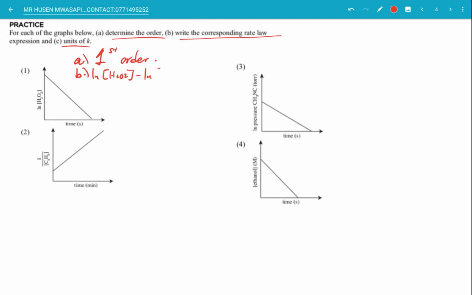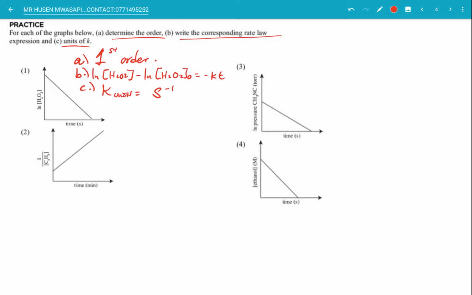minus ln of the concentration of H2O2 initially, being equal to minus Kt. This implies that you have ln of the concentration of H2O2 after some time, minus ln of the initial concentration of H2O2, being equivalent to minus Kt. Then lastly, we also need to write the units of what? K. So in first order, the units of K are equivalent to s to the minus 1, which is the same as 1 over s.